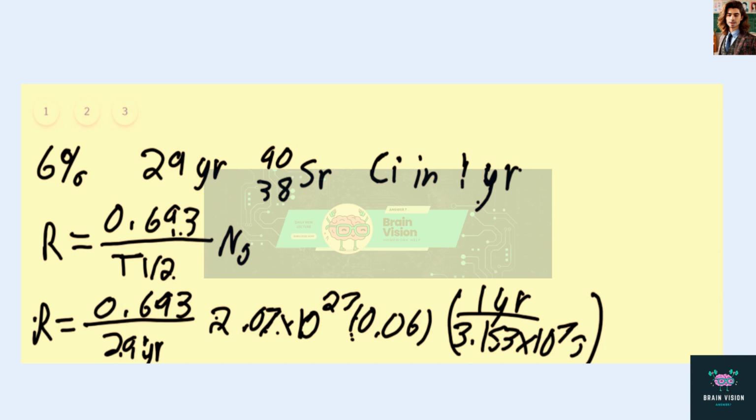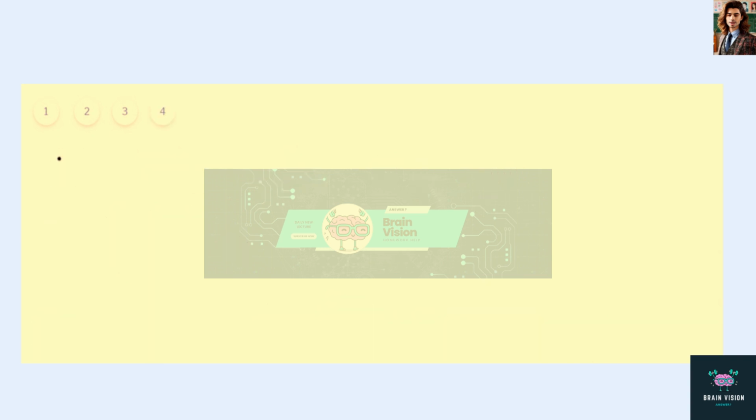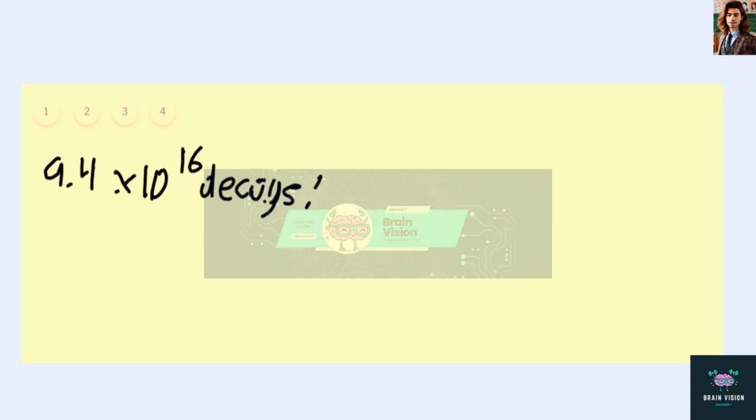Okay, so when you multiply all of that out, you get 9.4 times 10 to the 16th decays per second.